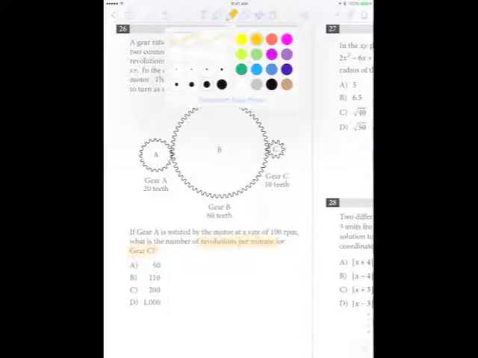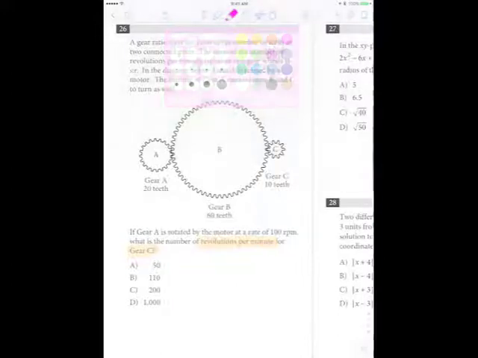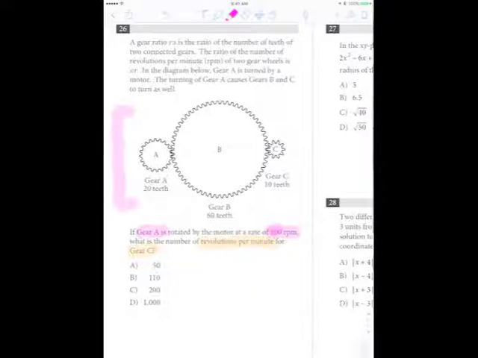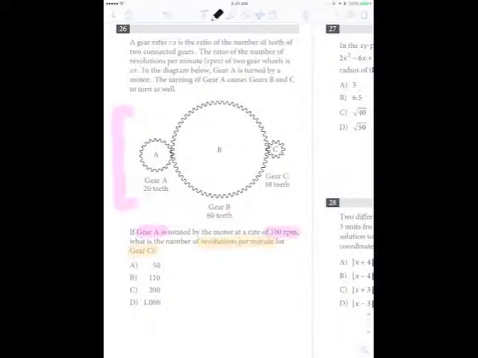Now let's also identify the information given to us. Gear A is rotating at 100 revolutions per minute, and they also give us the figure. So there are two basic starting points here. First, there's more of a numerical approach, and second, there's more of a visual approach. I'm actually going to start with the second approach, the visual approach, and we'll work our way back around to the more numerical approach.